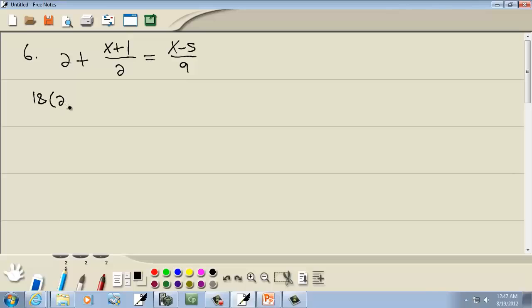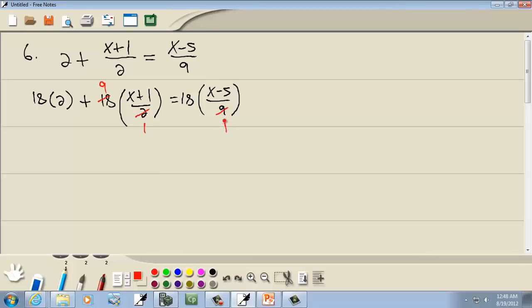So multiply everything by 18. So multiply it times the 2. Multiply it times the x plus 1 over 2. And multiply it times the x minus 5 over 9. Now here, 2 and 18 both divisible by 2. 2 divided by 2 is 1. 18 divided by 2 is 9. Here, 9 and 18 both divisible by 9. 9 divided by 9 is 1. 18 divided by 9 is 2.